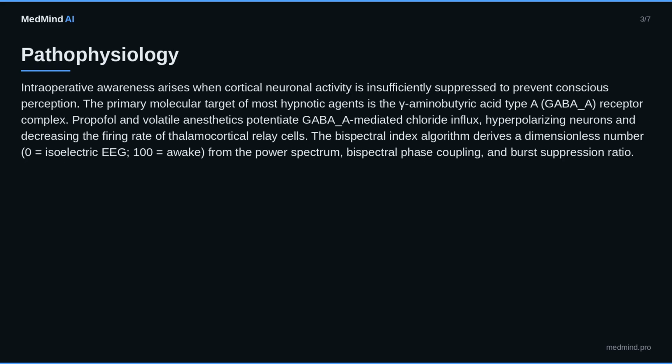Pathophysiology. Intraoperative awareness arises when cortical neuronal activity is insufficiently suppressed to prevent conscious perception. The primary molecular target of most hypnotic agents is the gamma-aminobutyric acid type A, GABA_A, receptor complex. Propofol and volatile anesthetics potentiate GABA-mediated chloride influx, hyperpolarizing neurons and decreasing the firing rate of thalamocortical relay cells. The Bispectral Index algorithm derives a dimensionless number, 0 equals isoelectric EEG, 100 equals awake, from the power spectrum, the spectral phase coupling, and burst suppression ratio.